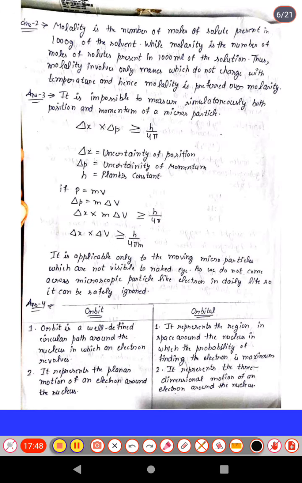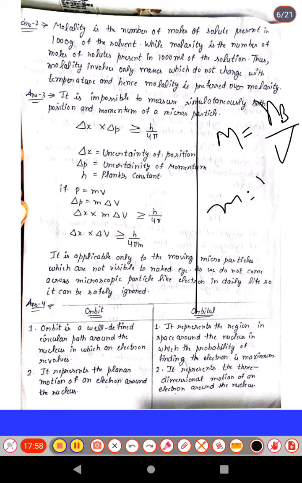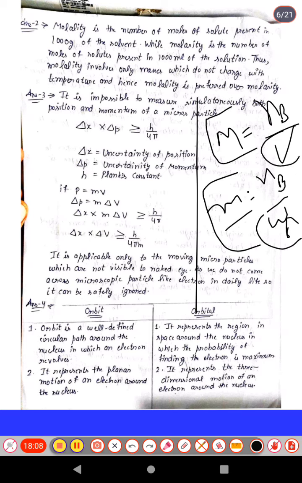So the next question is why molality is considered a better term. As we know, molarity is the number of moles of solute divided by the volume of solution in litres. And molality is the number of moles of solute divided by the weight of solvent. In molarity a volume term is present, while in molality there is no volume term; the weight of solvent is present. If a volume term is present, it means it is a temperature-dependent term. It means the value of molarity changes with temperature. In molality, with temperature the weight of solvent does not change, and hence molality does not change, so molality is considered the best term.